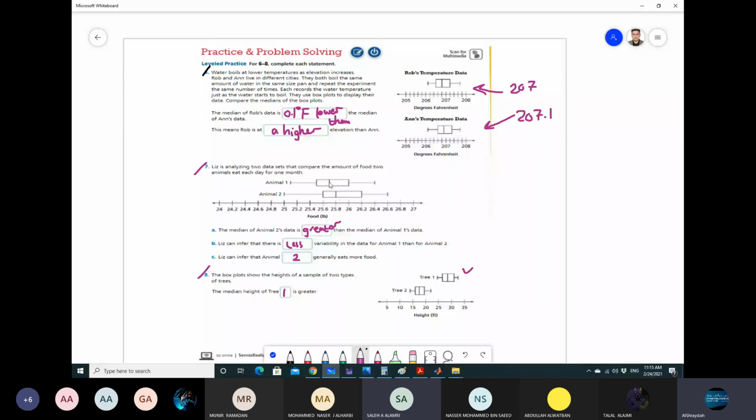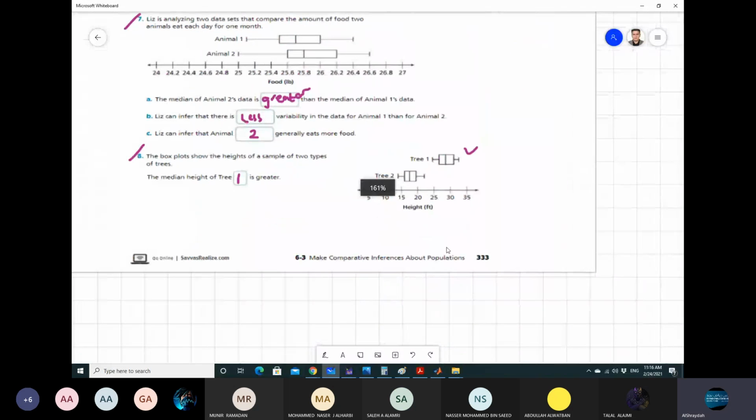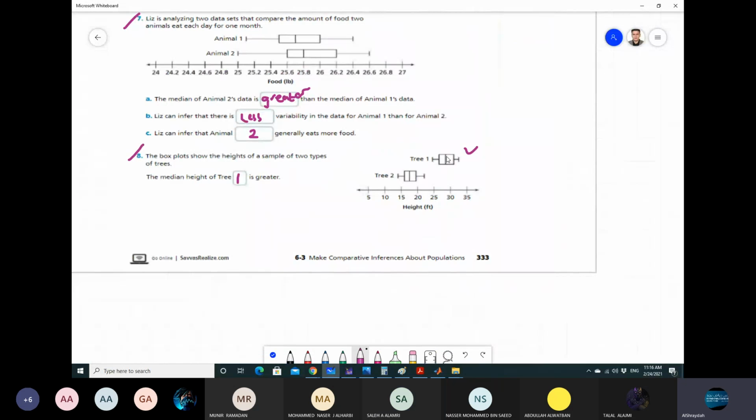Look here. Let's go to question number 8. Can you see question number 8? Yes. It's a very easy question. What is the median of 3-1? The median. This line represents the median. What is the median of 3-1?